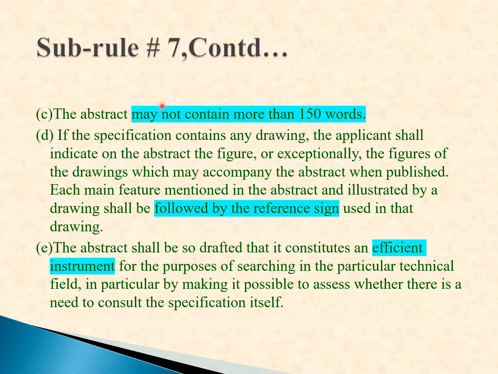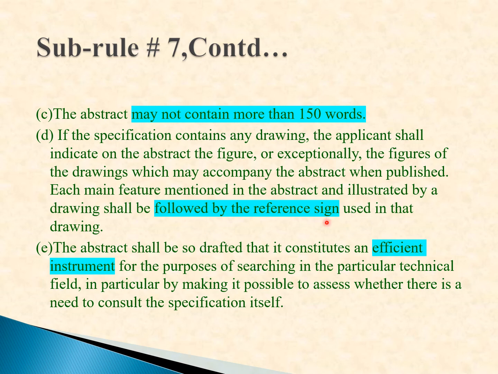Fine. Next, clause D. If the specification contains any drawing, the applicant shall indicate on the abstract the figure or exceptionally the figures of the drawings which may accompany the abstract when published. Each main feature mentioned in the abstract and illustrated by a drawing shall be followed by the reference sign used in that drawing. Okay, so what we can say, that the abstract must clearly contain the chemical formula relating to the invention. The applicant must clearly indicate the figures of the diagram or drawing for reference furnished along with the publication of the abstract. Okay.